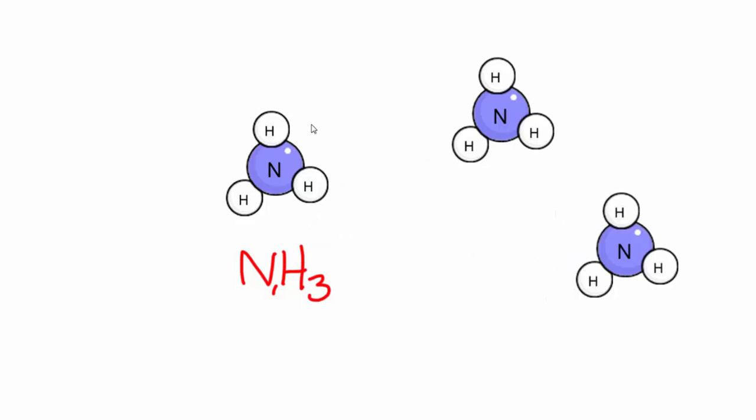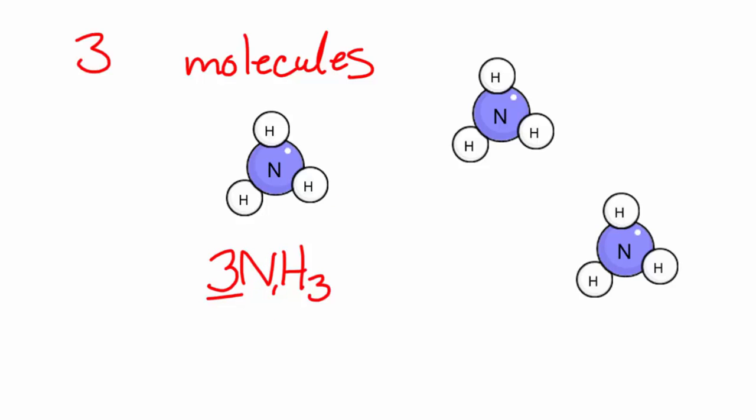Now, if I were to do the same thing, and I were to clone that, I would say how many of these molecules do I have now? Well, I have 1, 2, 3. So we would say I have 3 molecules. Okay? Now, I would write that by putting a 3 in front. We call that a coefficient.